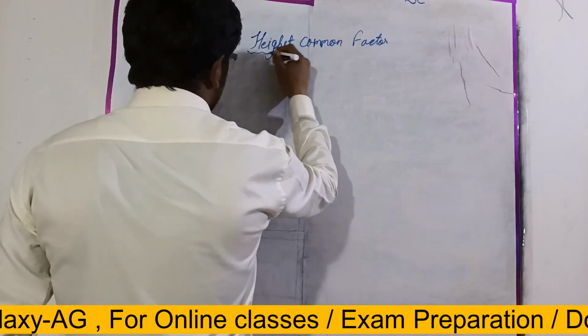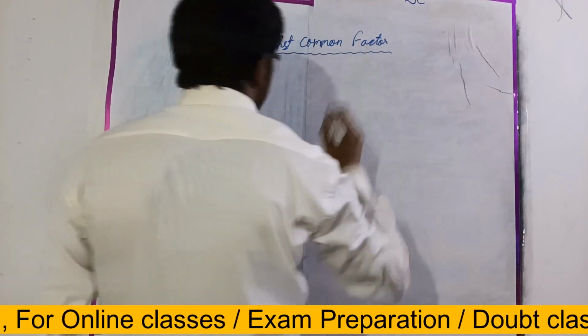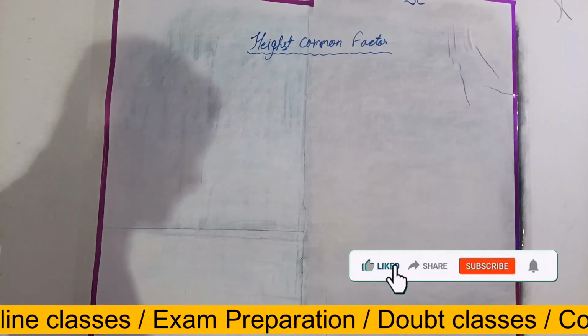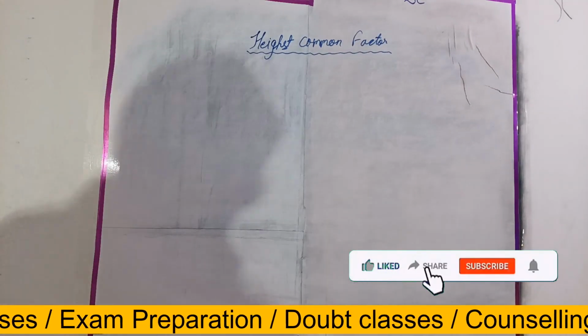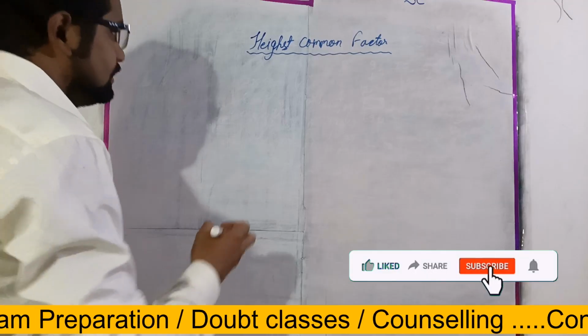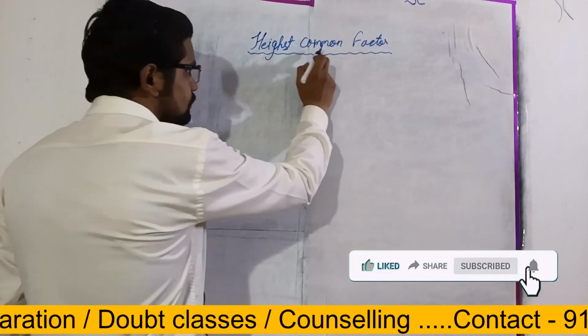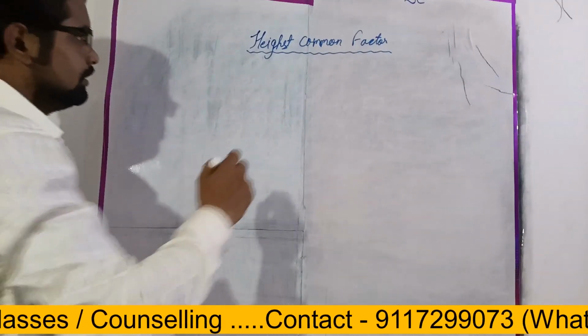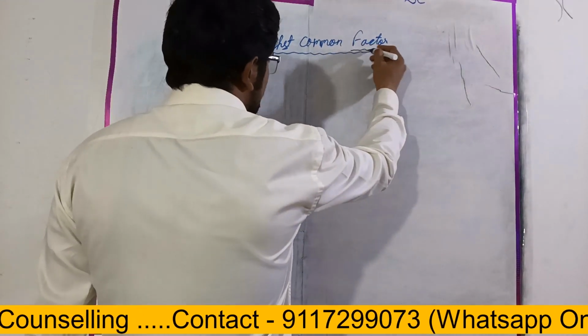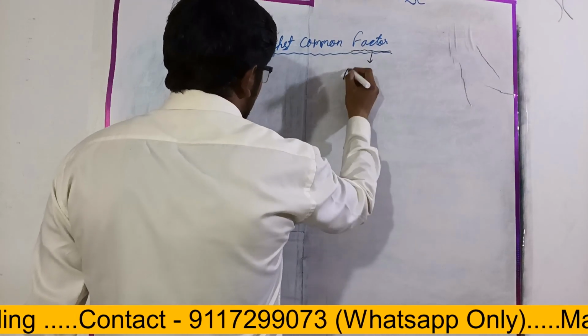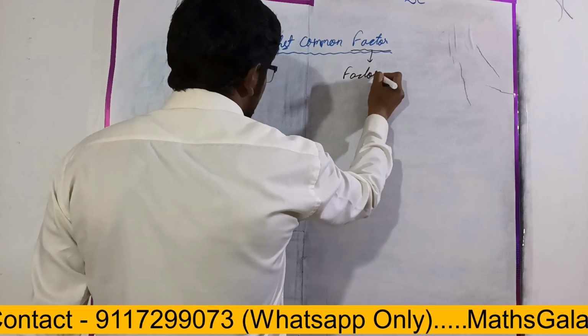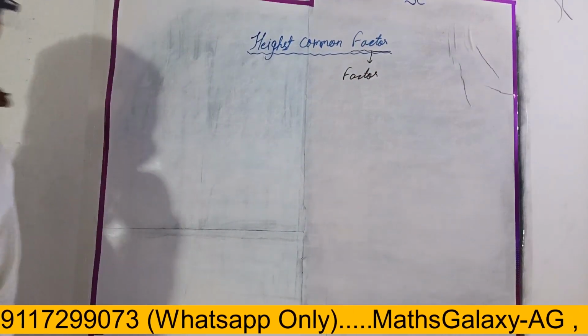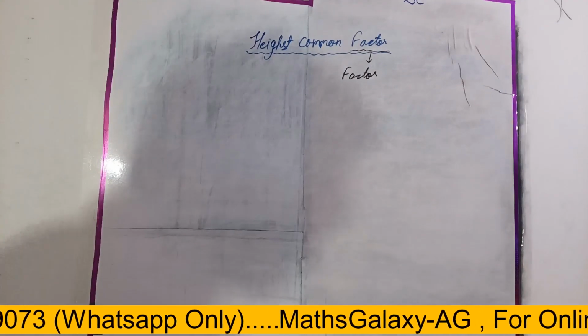Highest common factor, right? Let's see here. As you can see here, there are three words: highest common factor, right? The first one, as you can see here, is the factor, right? We already know about the factors, right?